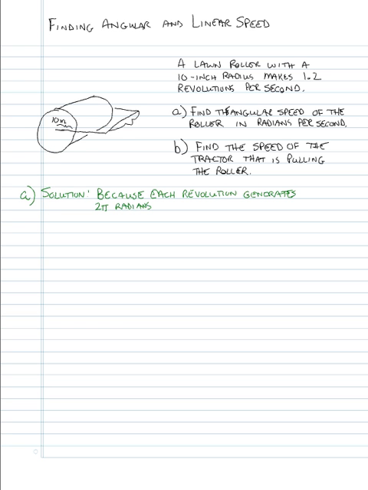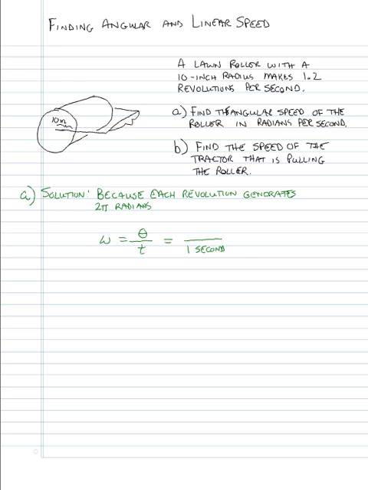Now, what did it tell us here? That the lawn roller makes 1.2 revolutions per second. So every second it goes 1.2 revolutions. Now remember, to calculate angular speed, we need the angle in radians that it goes through per some unit of time. Let's just use seconds here. In 1 second, because that's the information we have, this makes 1.2 revolutions.